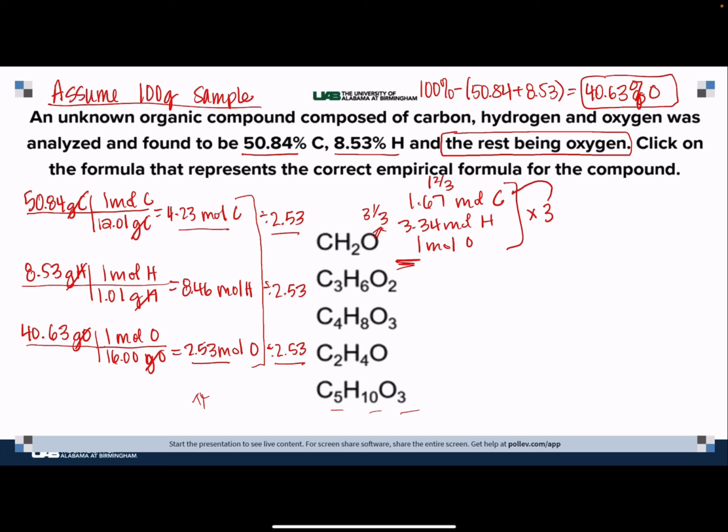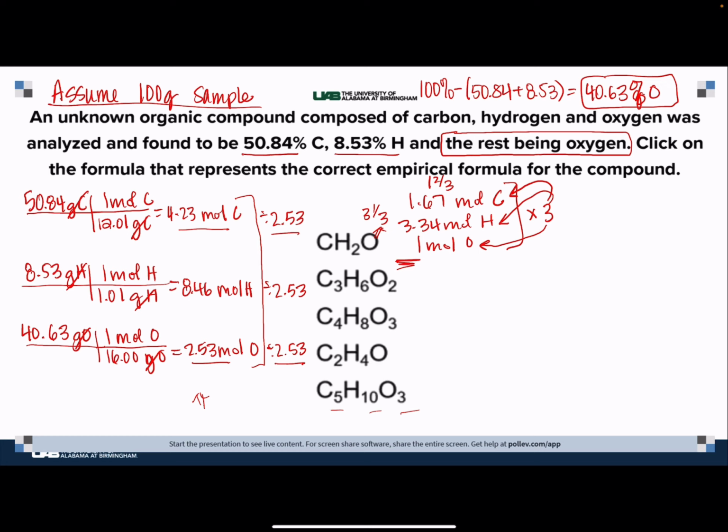So we're going to take 3 and multiply it by 1.67. We're going to take 3 and multiply it by 3.34. And we're going to take 3 and multiply it by oxygen. Because, again, it's one big mathematical operation. It doesn't matter that oxygen doesn't have decimal places there. What I do to one part, I have to do to all the other parts.